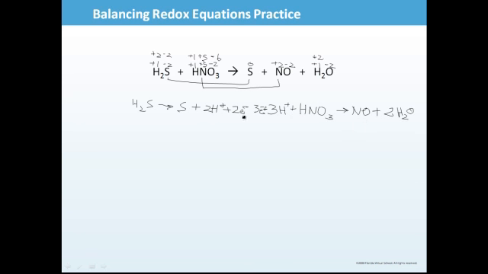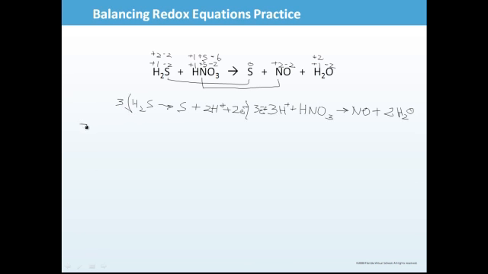Now the next thing I have to do is make sure that I have an equal number of electrons in both. Of course you can see I don't. I have 2 electrons in the first one and 3 electrons in the second one. So I have to get a common factor between those two. The common factor of 2 and 3 would be 6. So I'm going to have to take the first equation and multiply the whole thing by 3 so that I get my 6 electrons.